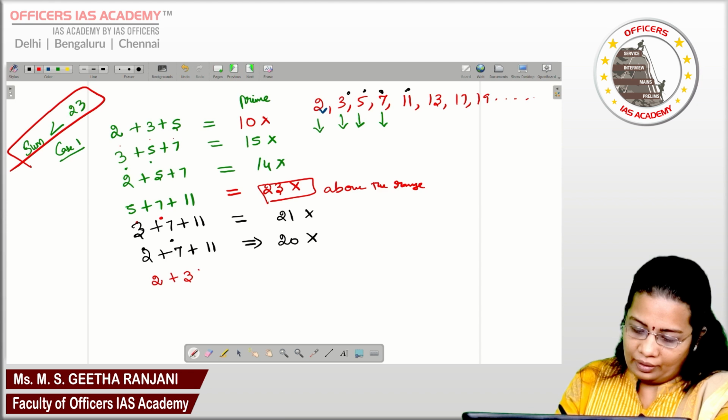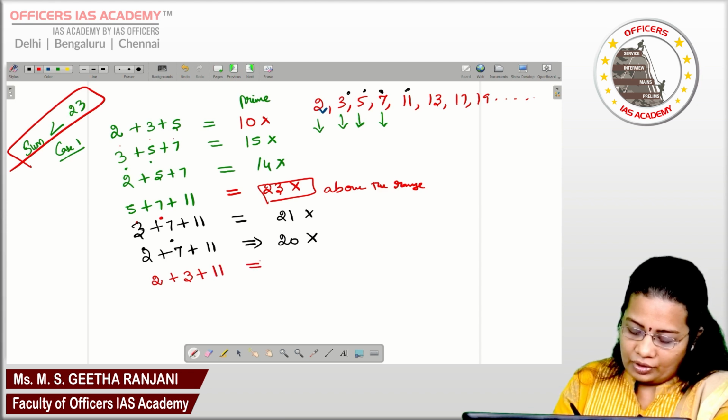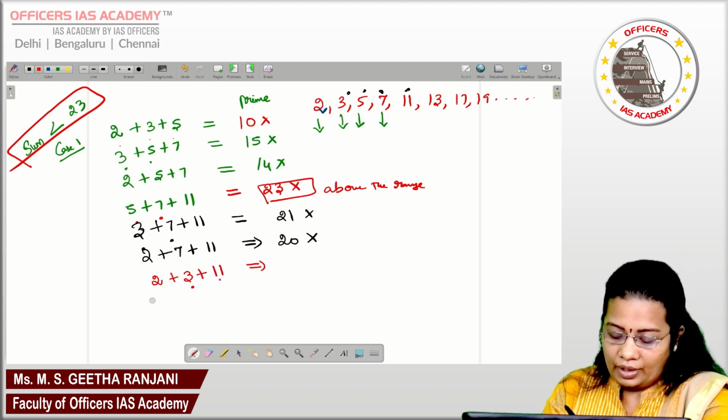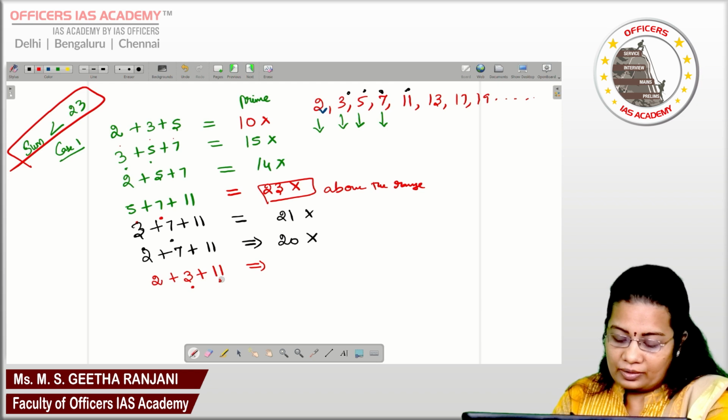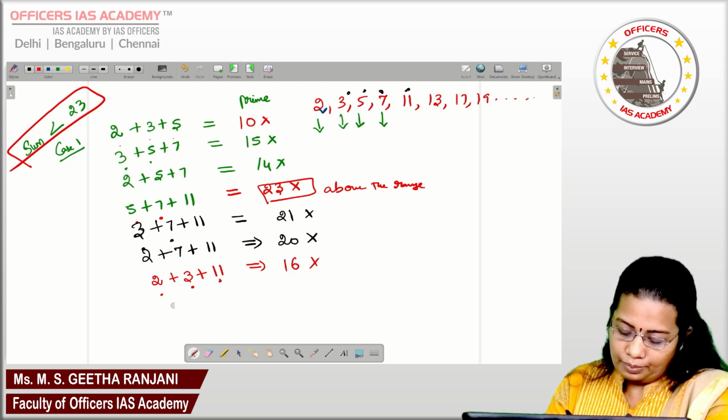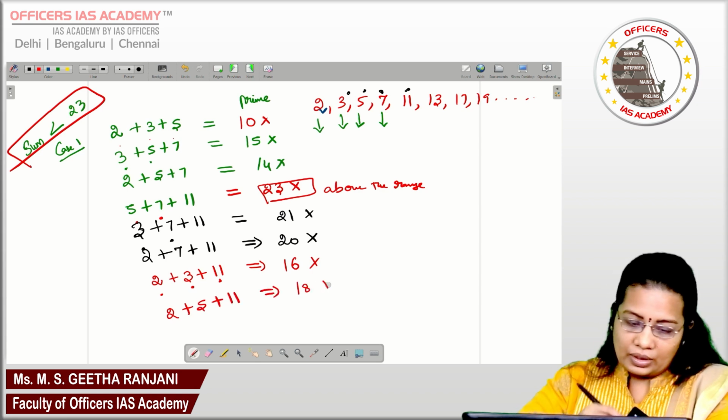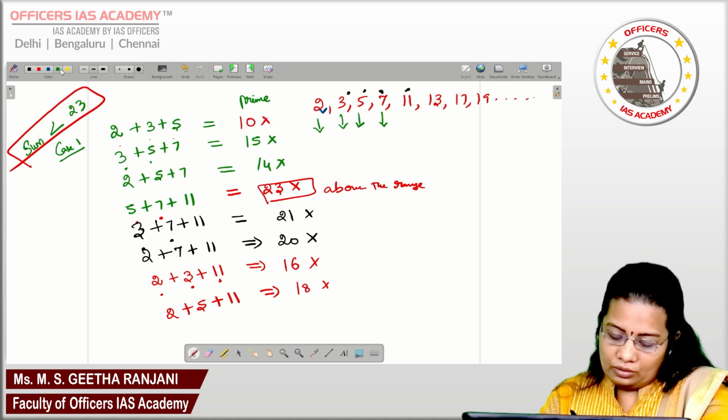3, 11. 11 plus 3 is 14. We want to make hit and trial till we reach the answer. 14, 15, 16. 16 is not a prime number. So 2 plus 5 plus 11: I got 18, so it is also not a prime number. So 3.